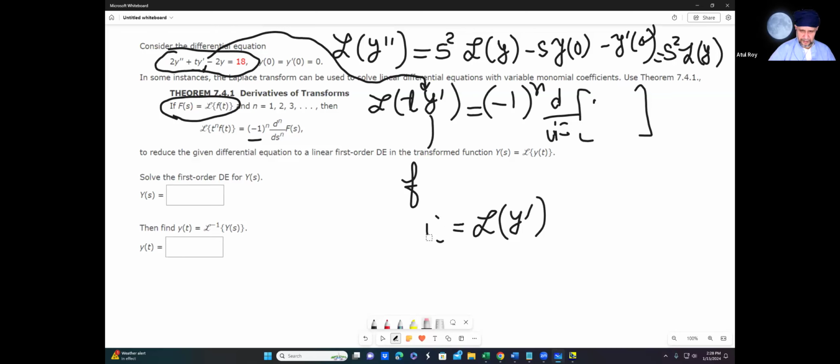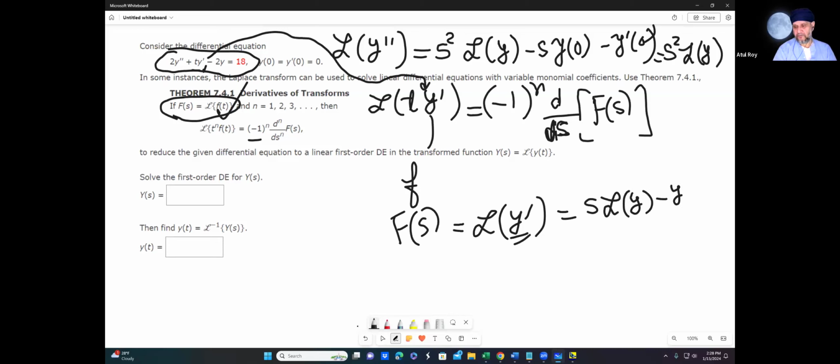So this is big F of s, d/ds, and here it's F of s. Do you agree? Because instead of F, I have y prime, and I know what L of y prime is. L of y prime is s times L of y, minus y at 0, and y at 0 is how much? Zero, right?